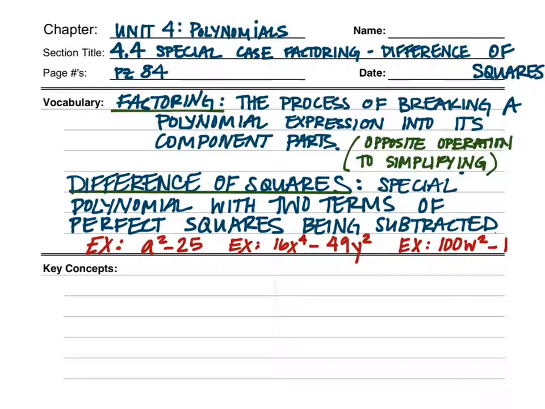Now, the important piece to recall in each of these is that the first term, along with the second term, is a perfect square, and also recognizing that they are being subtracted. So in each of these situations, we have a subtraction between the first term, which can be broken down into a perfect square, and the second term, which also can be broken down into perfect squares.